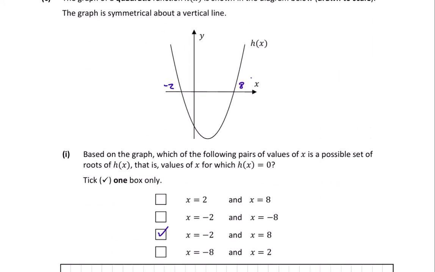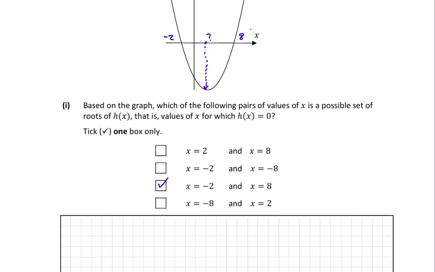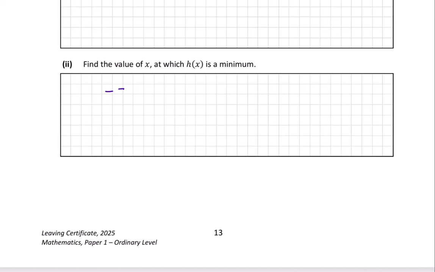Find the value of x for which h of x is a minimum. So they want us to find this value here, right in the middle, that comes down to the vertex here. So they want to know what this x value here is. Well, that x value is halfway between minus 2 and 8. So in other words, if you take minus 2 and add 8 and divide it by 2, minus 2 plus 8 is plus 6. 6 divided by 2 is 3. So your x value would be 3. And that's it for this question.